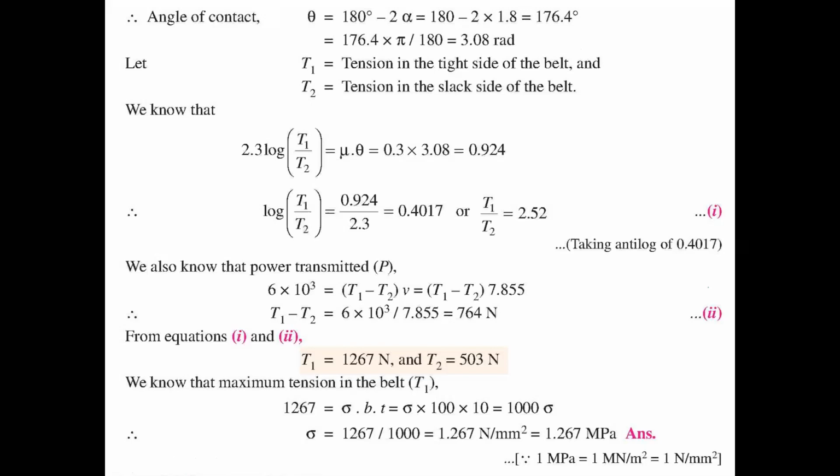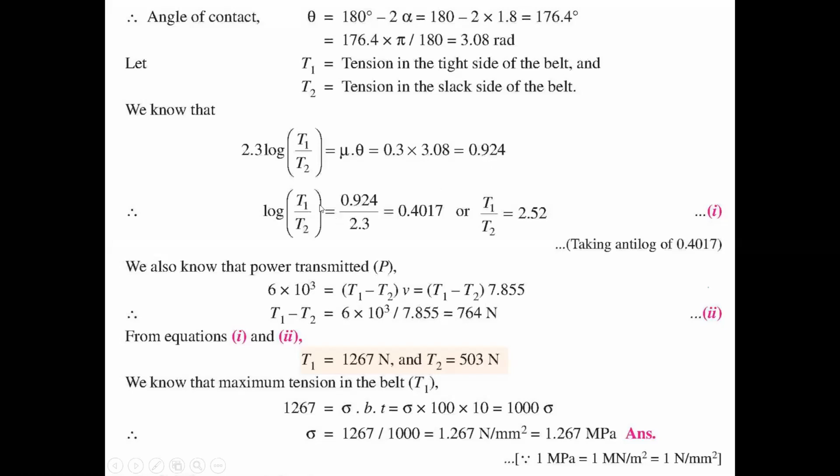That is also converted to radians. For converting to radians, simply multiply by pi by 180. So that is 3.08 radians. Let T1 equal the tension in the tight side and T2 the tension in the slack side. We know that 2.3 log of T1 by T2 equals mu theta. Substituting the known values, mu is 0.3 and theta is 3.08, so that value arrives at 0.924.